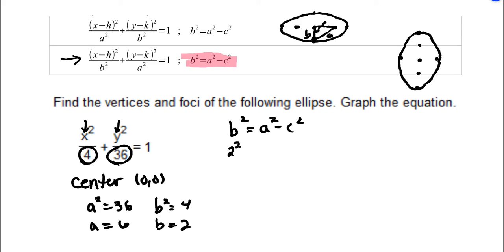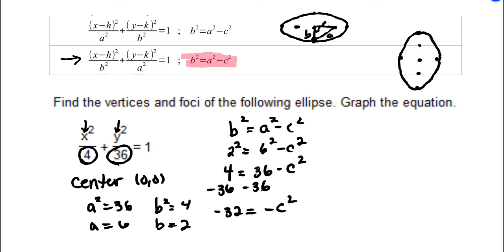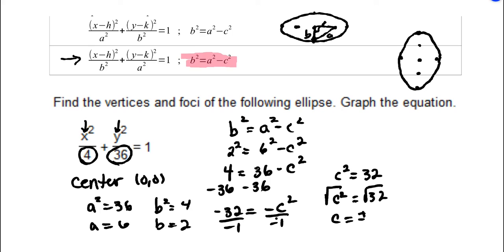So using b squared equals a squared minus c squared, we can solve for c. b squared, that'd be 2 squared, equals 6 squared minus c squared. That's 4 equals 36 minus c squared. Subtract 36 on both sides, giving me negative 32 equals negative c squared. Divide both sides by negative 1 gives me c squared equals 32, and I can square root both sides, giving me c equals plus and minus, 32 is 16 times 2, so that's plus and minus 4 square root of 2. So c is going to be a distance, which is positive. So that's 4 square root of 2.